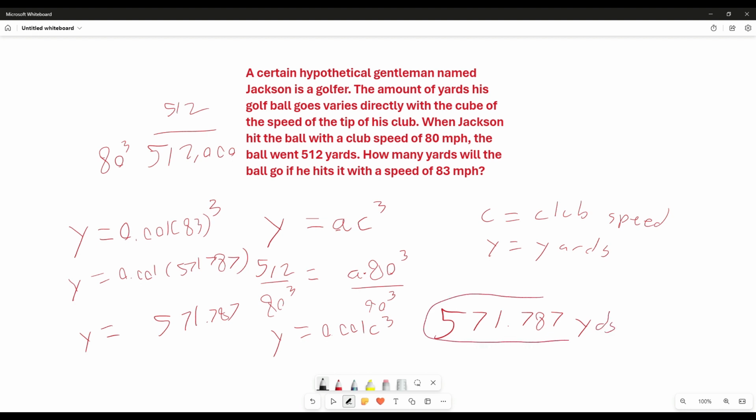That's how far the golf ball went. Jackson, you suck at golf.